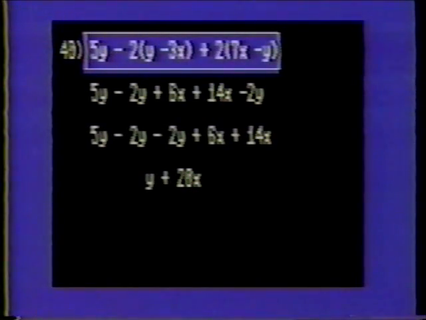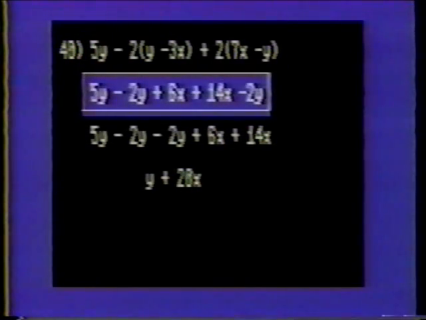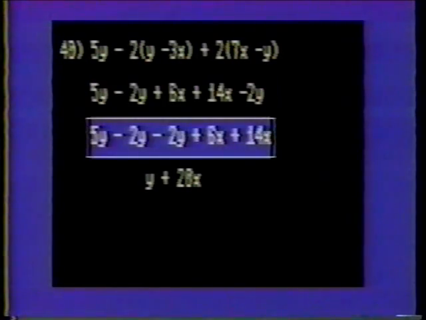Number 40. 5y minus 2 times y minus 3x plus 2 times 7x minus y. First, let's simplify the problem by eliminating the parentheses. Negative 2 times y minus 3x is negative 2y plus 6x. And 2 times 7x minus y is 14x minus 2y. The problem now reads 5y minus 2y plus 6x plus 14x minus 2y.